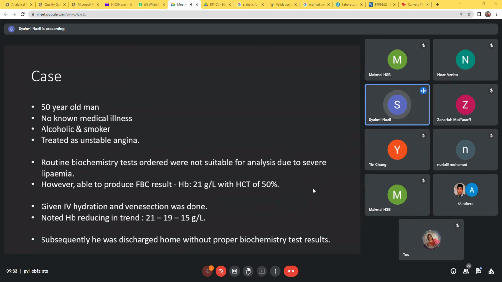So repeated FBC showed that hemoglobin was reducing in trend from 21 to 19 to 15 gram per liter. Subsequently, he was discharged home without a proper biochemistry test result available. So actually from here we can see that it's not a good practice to discharge a patient without knowing the exact true cause of the Lipaemic samples.